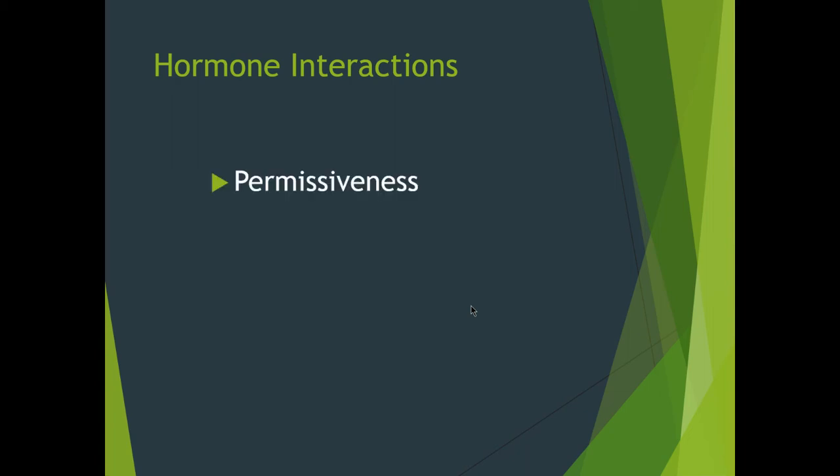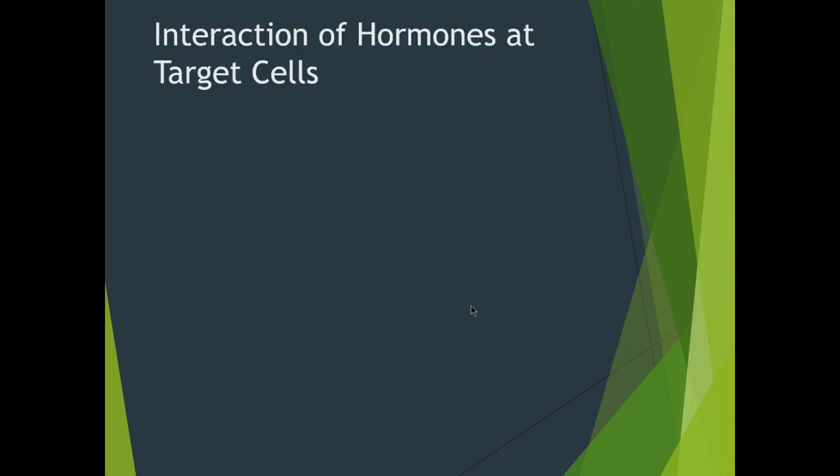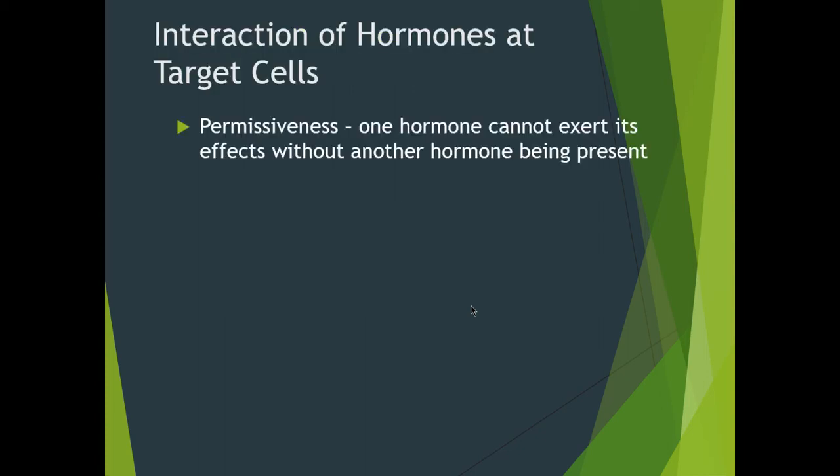There are 3 ways in which they interact. One is called permissiveness, another one is called synergism, and then the last one is antagonism. These are 3 different ways in which hormones interact. So let's talk about them. Permissiveness is kind of like giving permission. And what this is, one hormone cannot exert its effect without another hormone being present. So that other hormone is giving it permission.